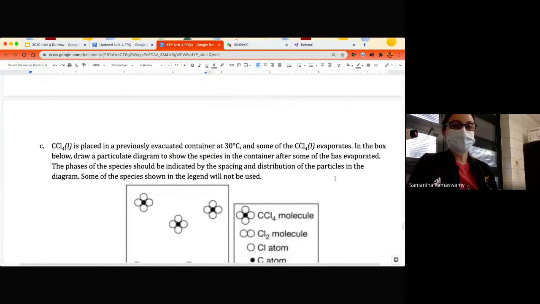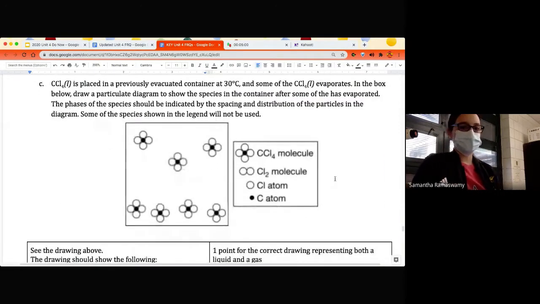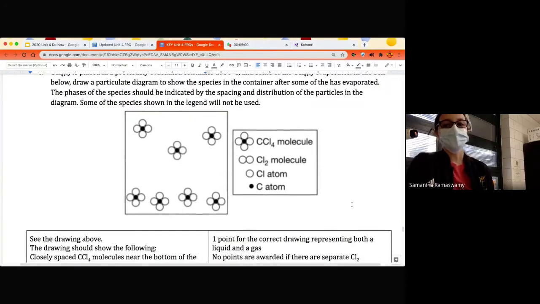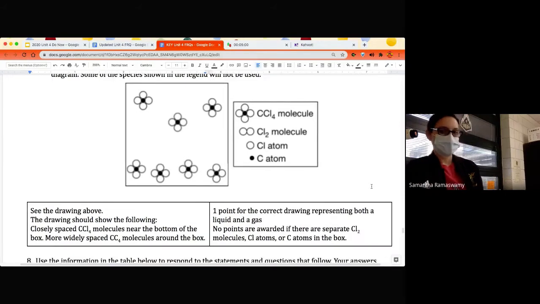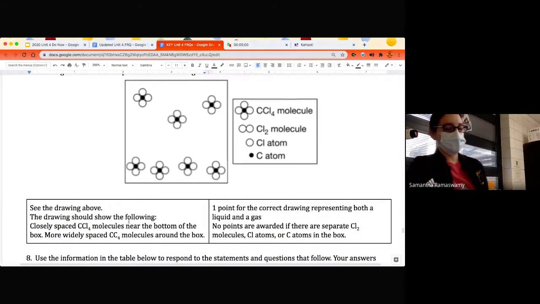And then finally, part C. So this is a particle diagram question. It says that CCl4 liquid is placed in a container and some of the CCl4 evaporates. So it wants us to draw a particle diagram to show the species in the container after some has evaporated. So not all of it, but after some of the CCl4 has evaporated. And if we look at the particle diagram, here's how they would have scored this question.